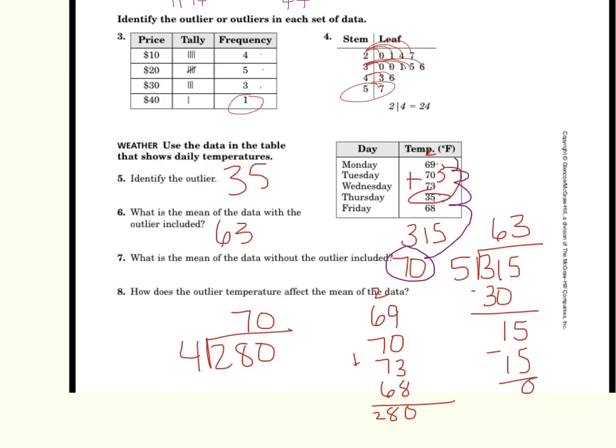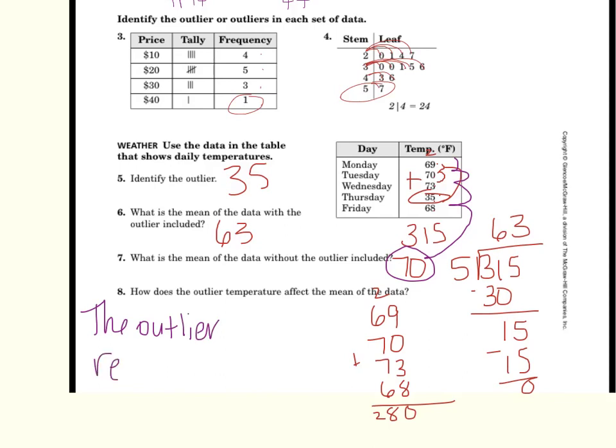Number 8, how does the outlier affect the mean of the data? What did it do? Did it bring it way up or did it bring it way down? The outlier, we could say, reduced the mean.